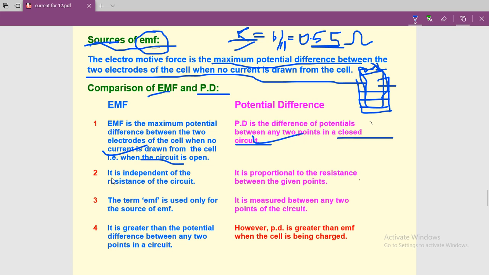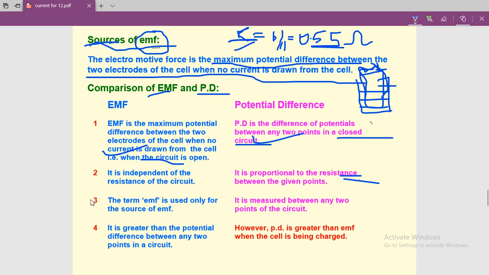Second one is it is independent of the resistance of the circuit. Because it is a characteristic of an open circuit, and when the circuit is open there is no current, so there is no use of resistance for EMF. So it is independent of the resistance of the circuit, whereas potential difference is proportional to the resistance between the given points. It means if resistance is high, then potential difference between the 2 points is high, because you know that in this case there must be current in the circuit.